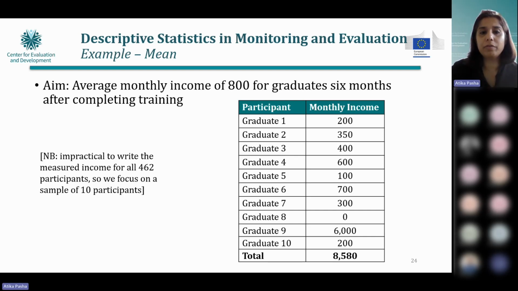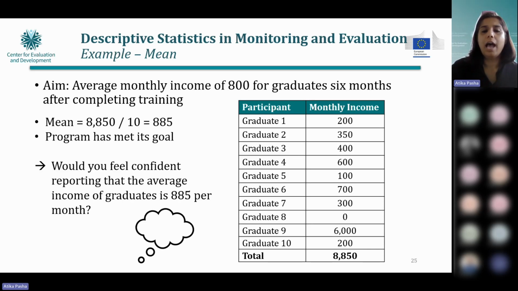And the sum for all of these is, okay, there's a typo there, it's 8,850. And what that means is basically we have the sum, so we have the numerator for our mean, and we know that there are 10 graduates. So we have the denominator for our mean. So we know exactly how to derive our mean simply by dividing 8,850, which is the total income in our sample, or sum of all monthly incomes for all 10 individuals, divided by 10 to arrive at a mean of 885.